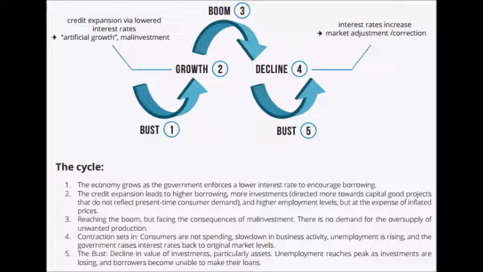And then in turn, there's a massive sell-off. Look at 2008, the sell-off of real estate, and the prices plummet. The supposed value of them turns out to be moot in the face of reality. So you get overproduction from malinvestment. Contraction sets in, consumers are not spending, you get a slowdown in business activity, unemployment is rising, and the government raises interest rates back to the original market level. In theory, that's what they do.